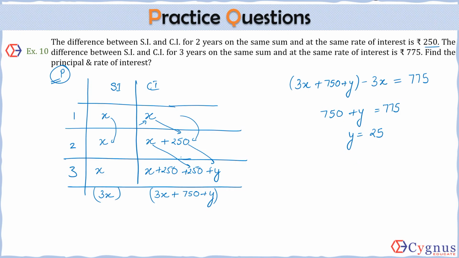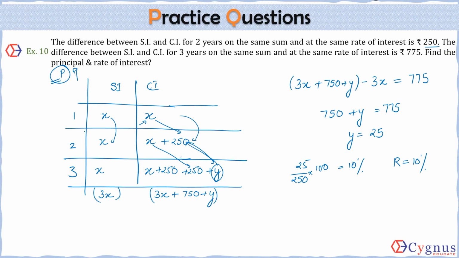And what was y here? This y was the interest accumulated on this 250. So look at this, 25 is the interest generated on 250. So 25 is what percent of 250? I can say 10%. So easily you can say that rate of interest in this question is how much? 10%. Now the next part is what you need to find principal also.